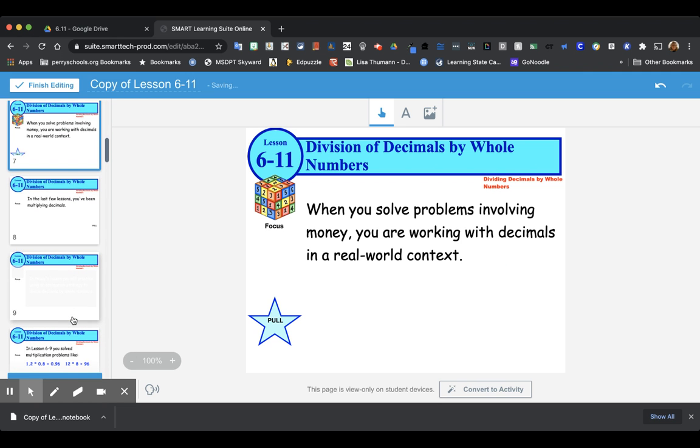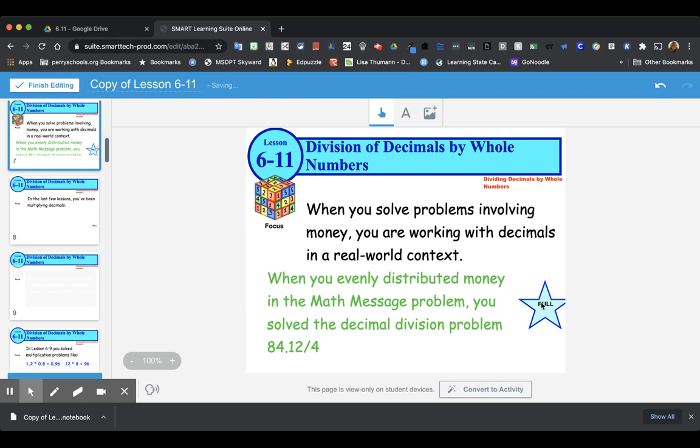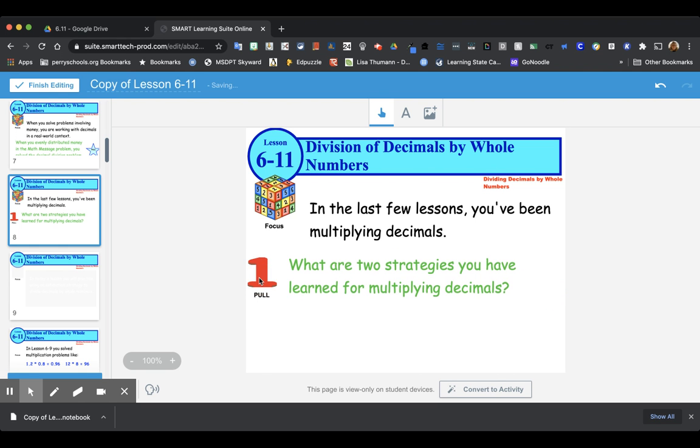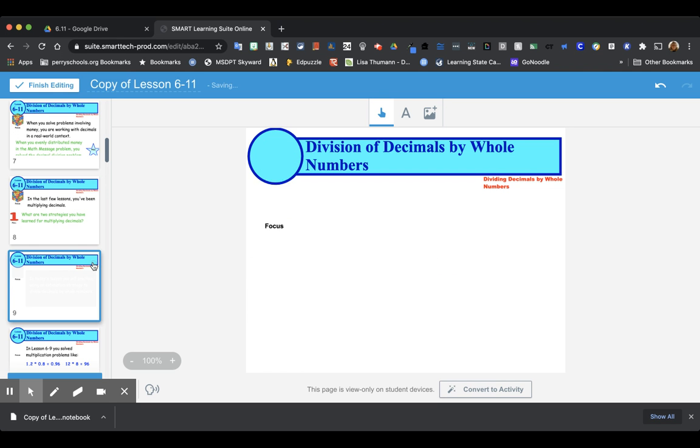So when you solve problems involving money, you're working with decimals in real world context. You evenly distribute money in the math message problem, you solve the decimal division problem 84 and 12 hundredths, or 84.12 divided by 4. In the last few lessons, you have been multiplying decimals. I want you to think about 2 strategies you have learned for multiplying those decimals. If you need to look back in your previous lessons' work, that will be very helpful for you.